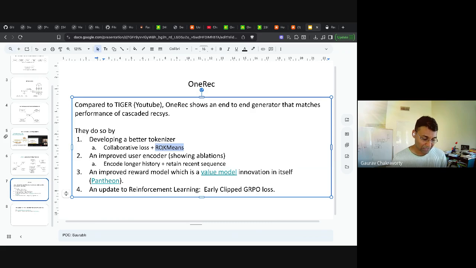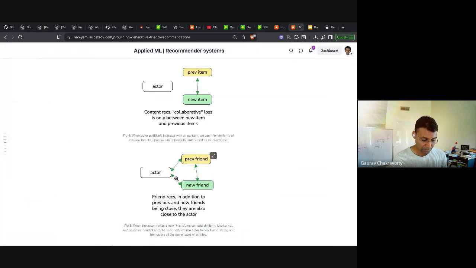Now this part we don't need to change. For friending recommendations, this part can be normal. But the collaborative loss, like we were just discussing, I think we can try to customize it to the fact that all three are users.